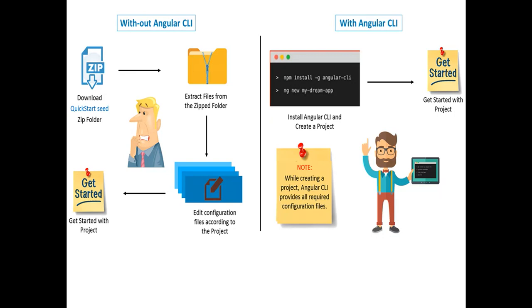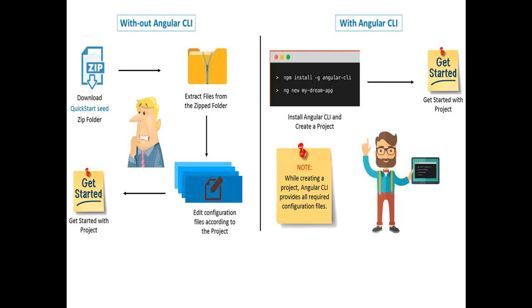The same thing while you are using Angular CLI, you only need to install Angular CLI and create an Angular project. As you see, the command to install Angular CLI is npm install -g angular cli. This command will install the Angular CLI in your local system. For this you need to download and install nodejs in your system. If you don't have any idea how to install it, you need to look into my previous video where we try to install nodejs in the system.